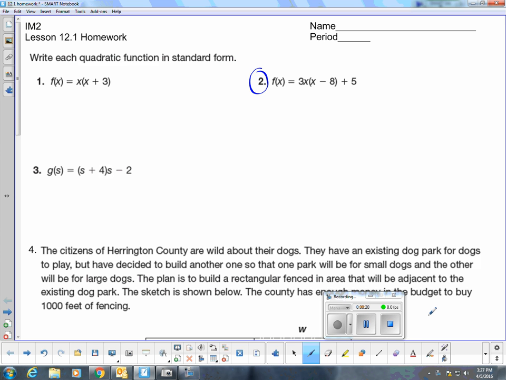So the first thing I need to do is to distribute 3x. And what I remember about standard form is that it is in the form of f of x equals ax squared plus bx plus c. So as you can see in number 2, once we distribute, we have our function in standard form.